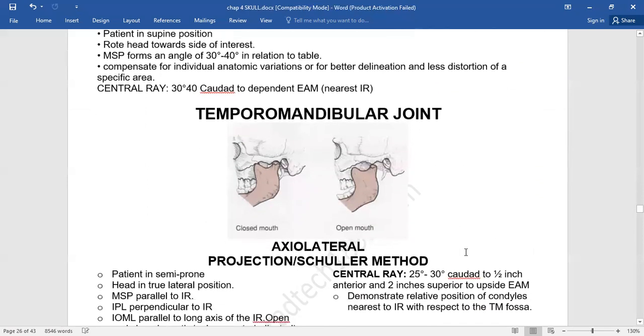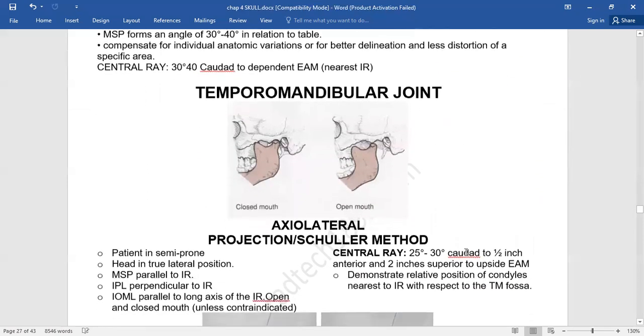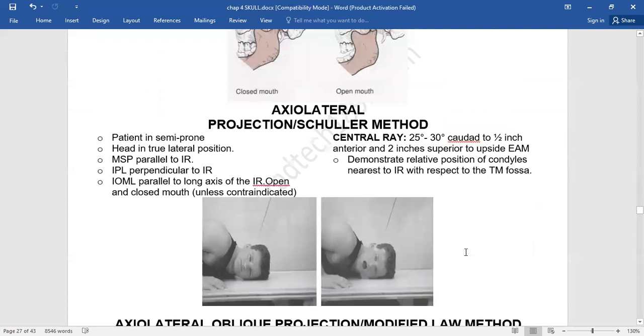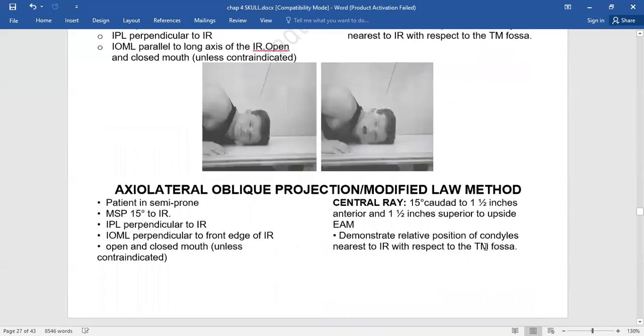So, next is TMJ, or the temporomandibular joint. So, we have here the Schuler. So, the same pa rin kanina. So, Schuler, 25 to 30 degrees caudad central ray, to 1/2 inch anterior and 2 inches superior to the EAM. This is to demonstrate the condyles near the IR. So, Schuler yan for TMJ.